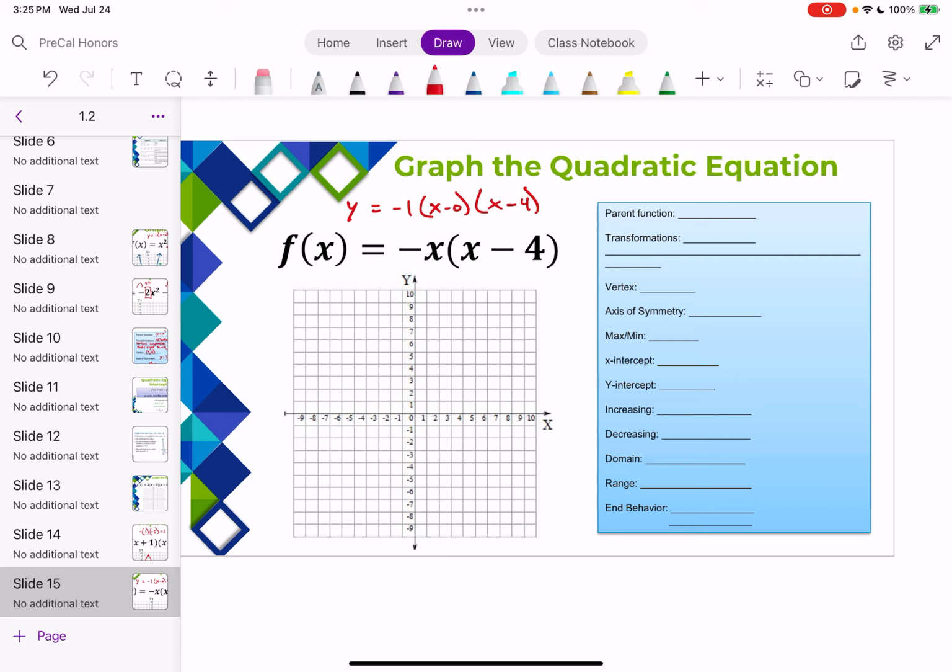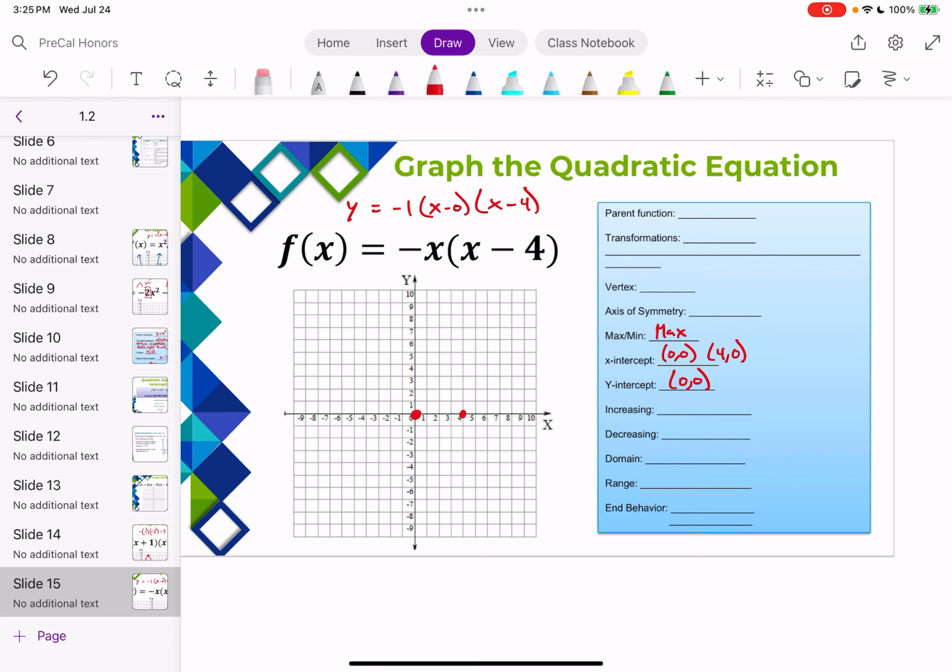We first start off with max and min. Notice we have a negative in front, so this is going to be a maximum. Our x-intercepts are 0, 0, and 4, 0. Now, in this case, it kind of works out that our y-intercept is also going to be 0, 0, because it's also running across that y-axis.